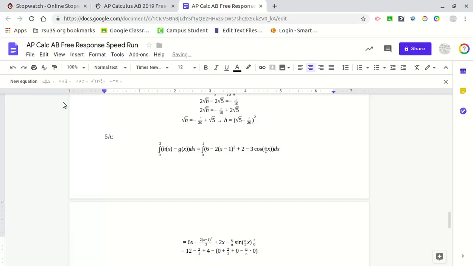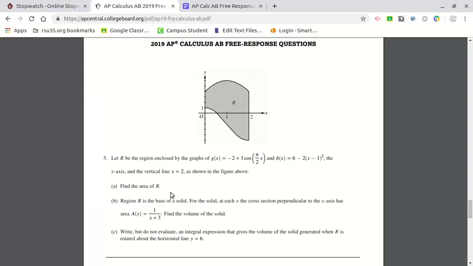Okay, so in total, I get 12 plus 4 is 16, minus 2/3, minus 2/3, because this minus 2/3 and that minus 2/3. So 16 times 3 is 48, minus 4, so 44/3. That is our final answer.